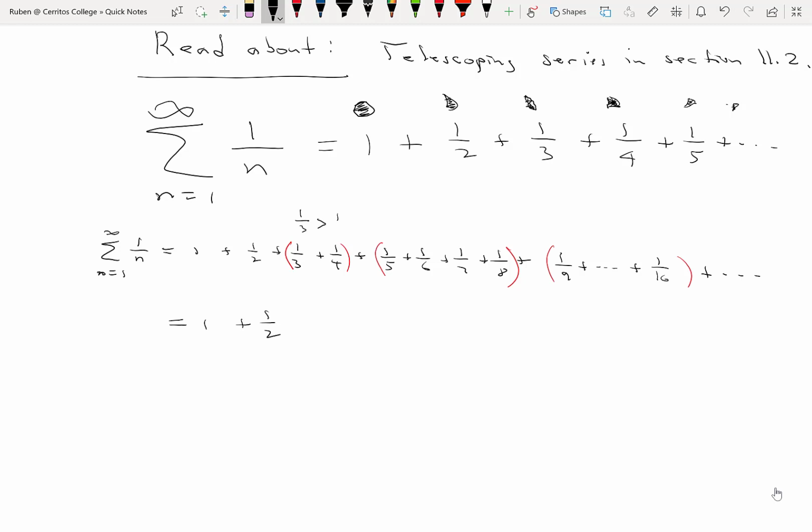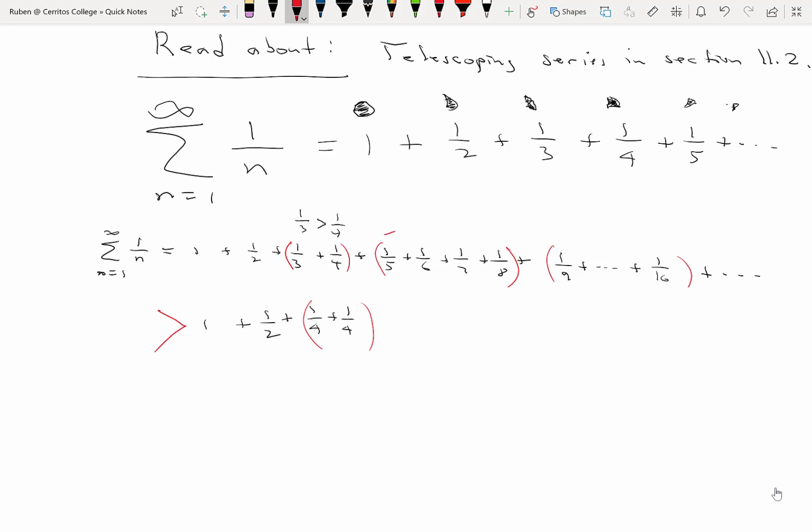1/3 is greater than 1/4. So I'm going to replace 1/3 with 1/4. So I have 1/4 plus 1/4. I can't do that without changing the value of the series. So see that equal sign? It gets replaced with greater than. I've replaced 1/3 with something that's smaller than it. So 1/3 plus 1/4 is greater than 1/4 plus 1/4.